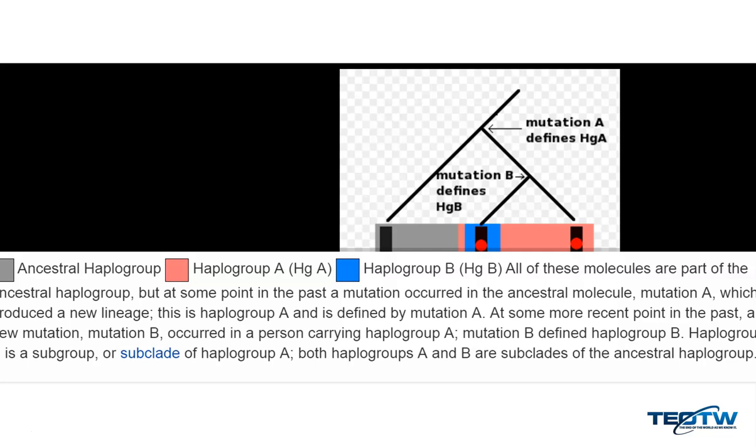So mutation A produced a new lineage, this is haplogroup A, and is defined by mutation A. At some more recent point in the past, a new mutation, mutation B, occurred in a person carrying haplogroup A. Mutation B defined haplogroup B. Haplogroup B is a subgroup, a subclass, of haplogroup A. Both haplogroups A and B are subclasses of the ancestral haplogroup.